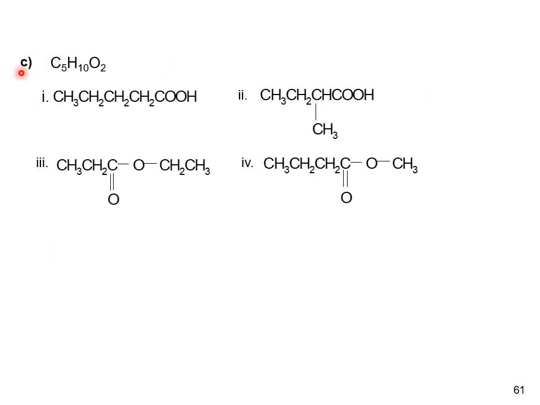Next, question C. These 4 are the structural formulas for C5H10O. Let's identify the type of isomer among these 4 structural formulas. The first and the second have the functional group of carboxylic acid, but the chain is different. This one is a straight chain, this one with a branch. So you should know what the relationship is between structure 1 and structure 2.